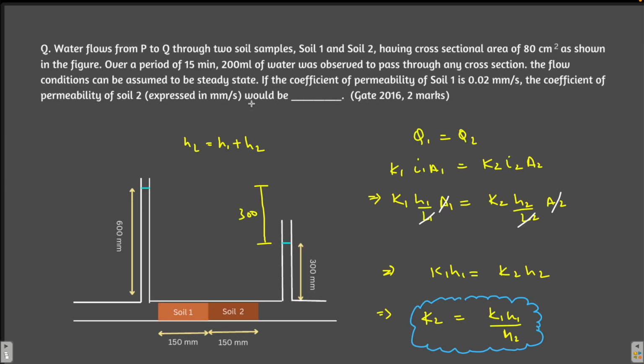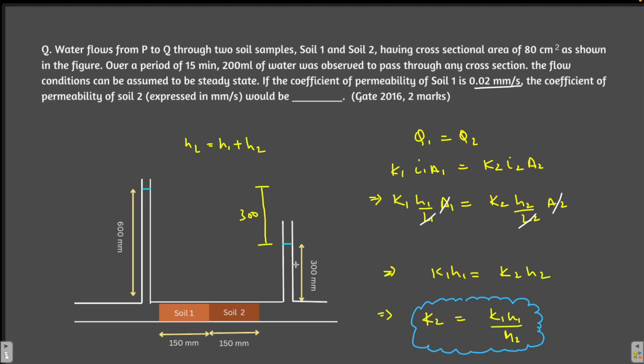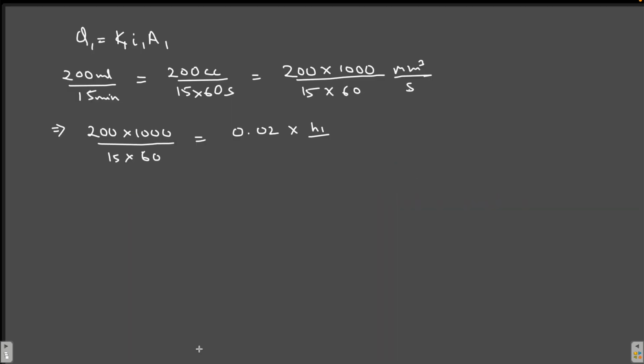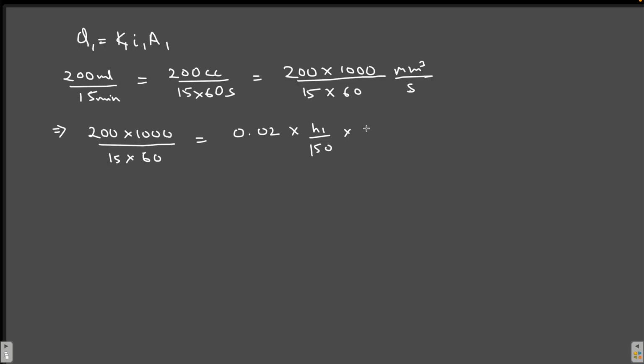So K1 is given to you as 0.02 millimeter per second. What is I? It is H1 by L1. Now L1 is how much? It is 150 millimeter. So 150 into A1. The area is 80 centimeter square, which is given to you. We have to convert it into millimeter square, so into 100 will give you millimeter square. So from here we have to find out H1.